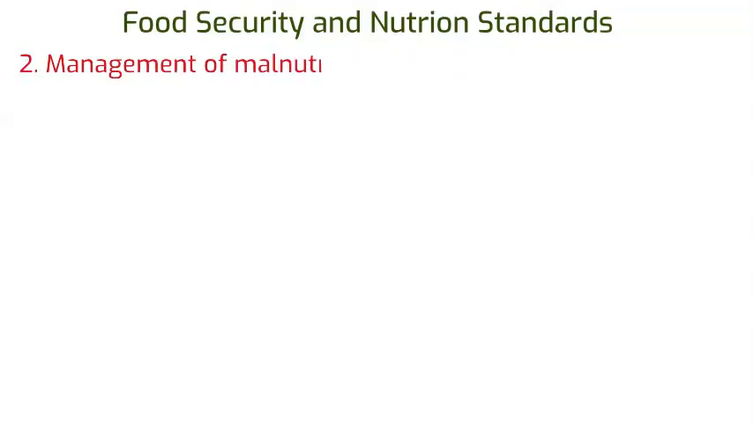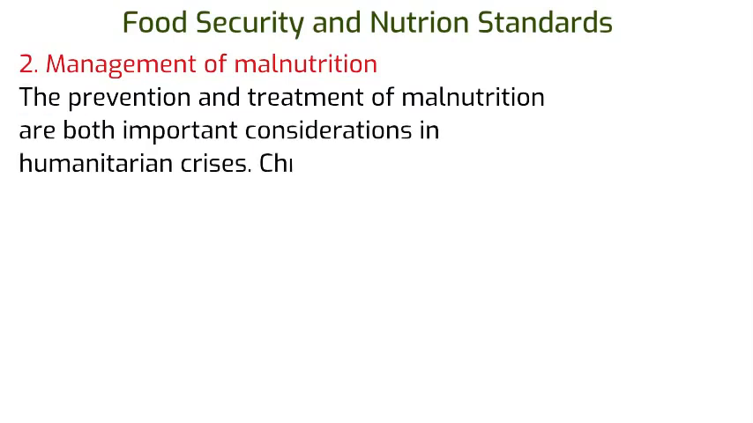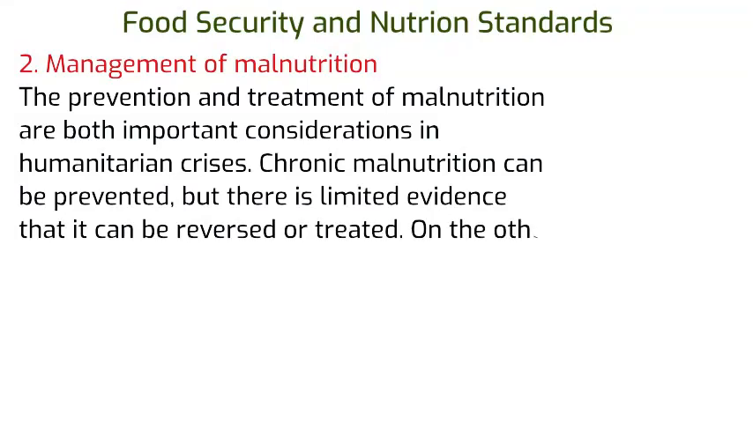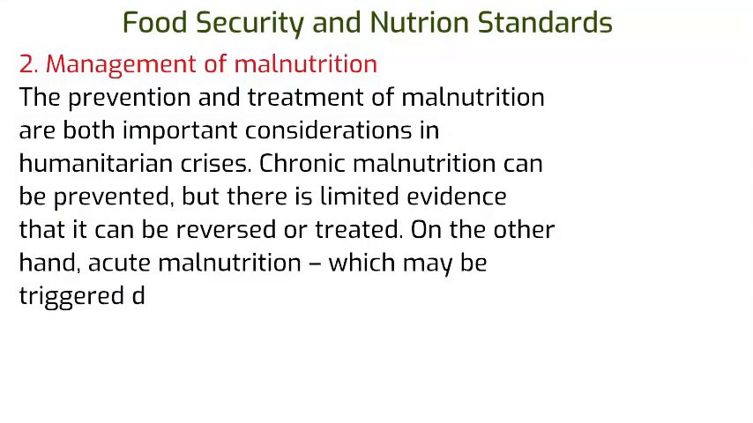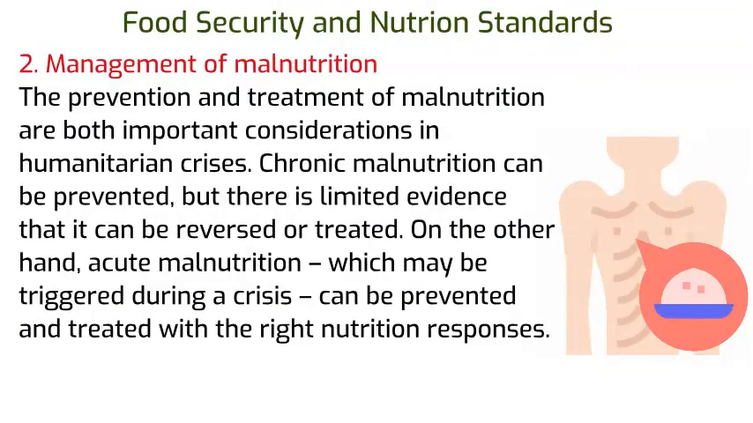(2) Management of malnutrition. The prevention and treatment of malnutrition are both important considerations in humanitarian crises. Chronic malnutrition can be prevented, but there is limited evidence that it can be reversed or treated. On the other hand, acute malnutrition, which may be triggered during a crisis, can be prevented and treated with the right nutrition responses.